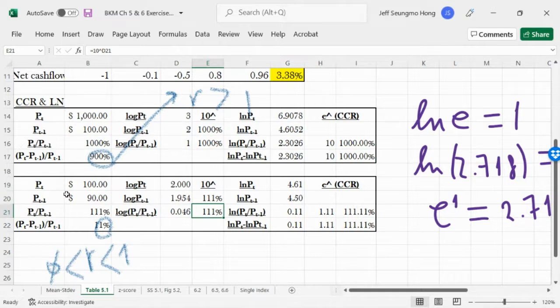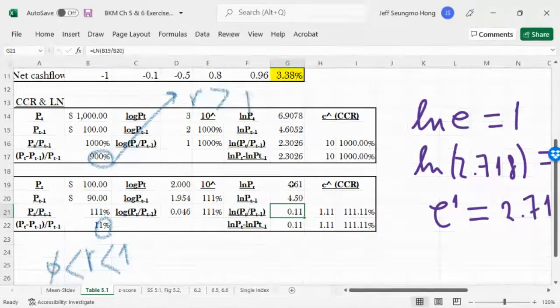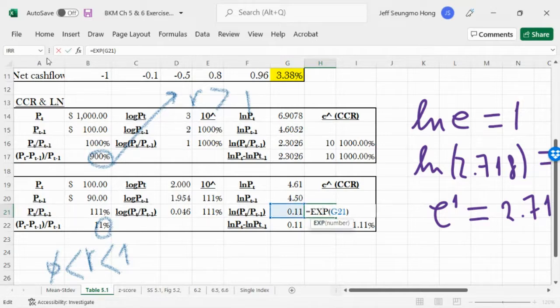Now, let's take the natural log of this example. Natural log of 100 is 4.61. Natural log of 90 is this. If I take the natural log of PT over PT minus 1, right? It's 0.11. So it's the net return. Of course, the gross return is 1.11. That's the gross return. But the net return, right? This gives the net return.